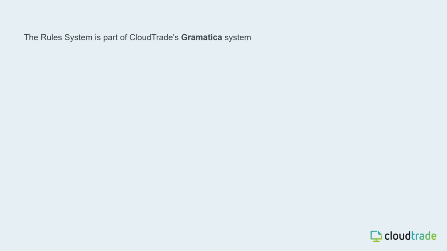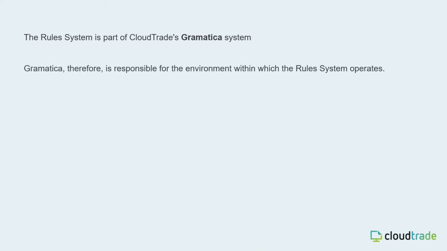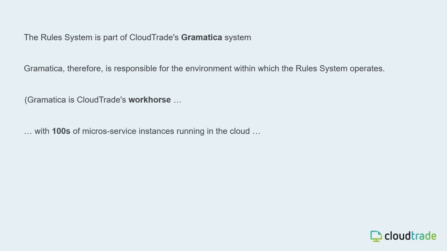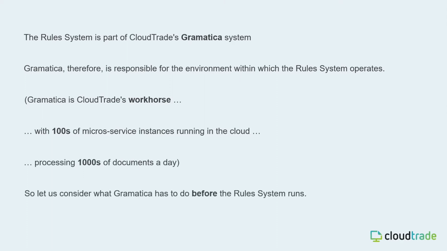The rule system is part of CloudTrade's Grammaria system. Grammaria, therefore, is responsible for the environment within which the rule system operates. Grammaria is CloudTrade's workhorse, with hundreds of microservice instances running in the cloud, processing thousands of documents a day. So let us consider what Grammaria has to do before the rule system runs.